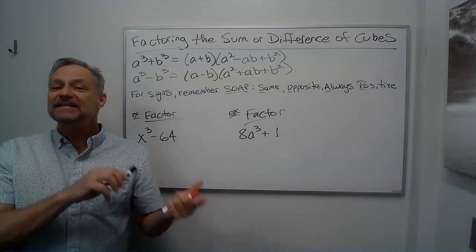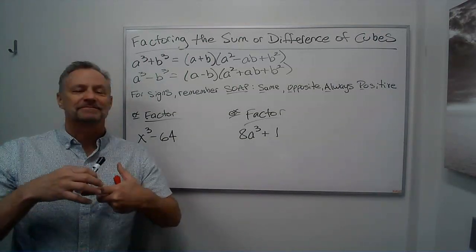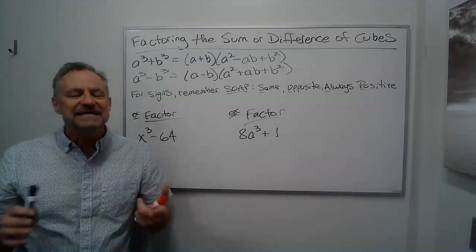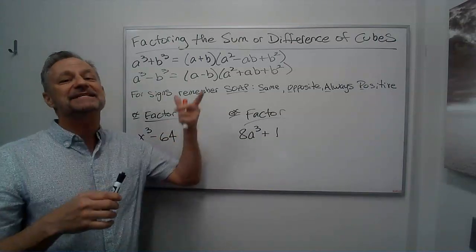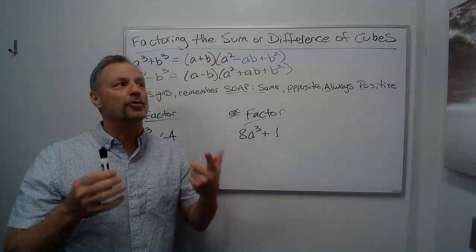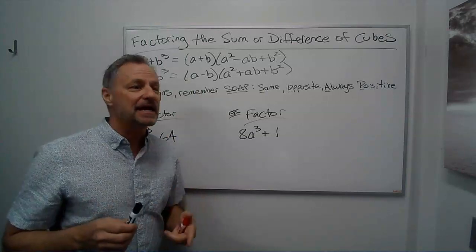Now, the difference of squares that we did earlier comes up all the time. The sum and difference of cubes doesn't come up very often, but when it does, you pretty much have to remember the formula to do it. That's the only drawback to this. But the formula is really not that hard.